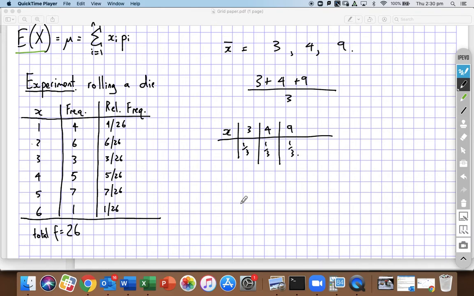And so I could use a slightly different method. It's really all the same thing. Plus a third of 9. Now, what is this? It's 16 on 3. So you could see the same thing here. We've got this common denominator, and we get the same answer. All right.